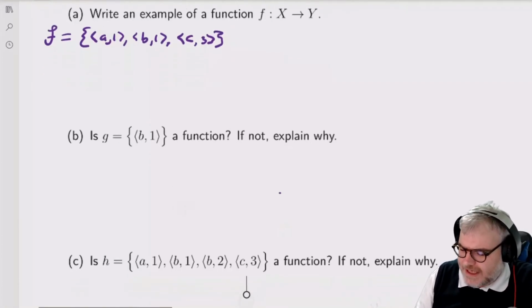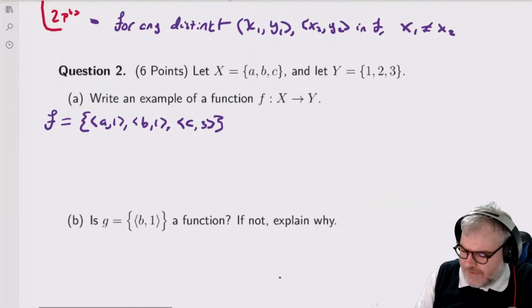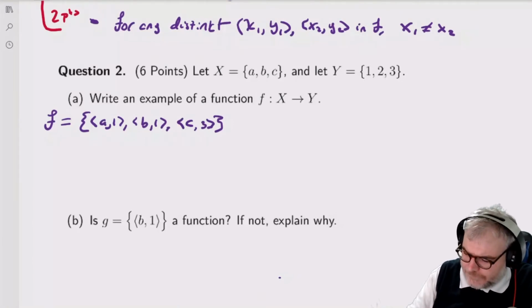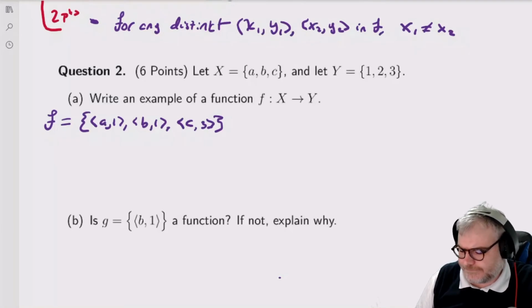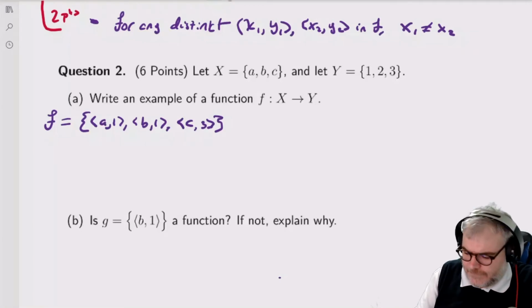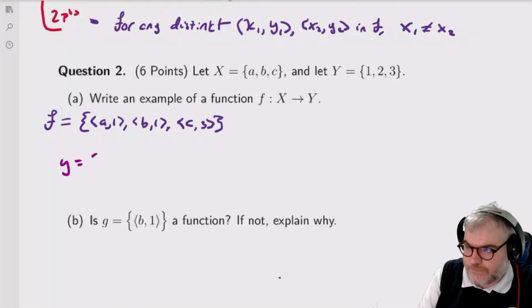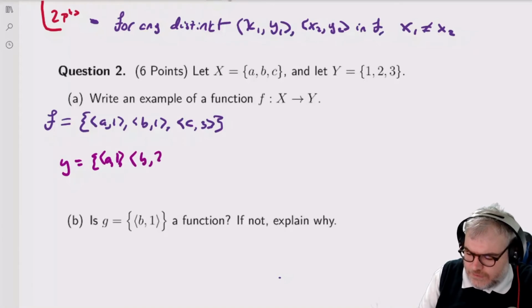Now, write an example of a function. I've got A, B, C, and I got 1, 2, 3. And I've got a Jackson 5 song. Now, this is a function. What else would be a good function? Right. So G equals A1, B2, C3.